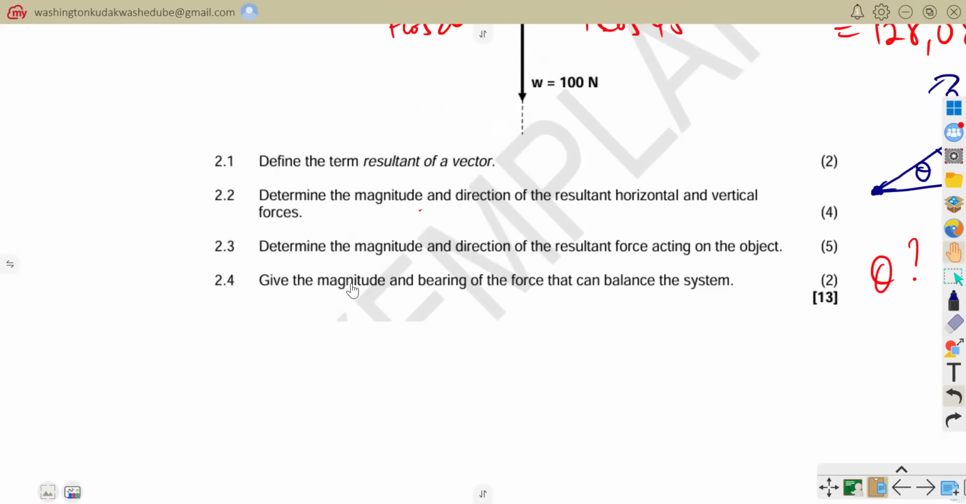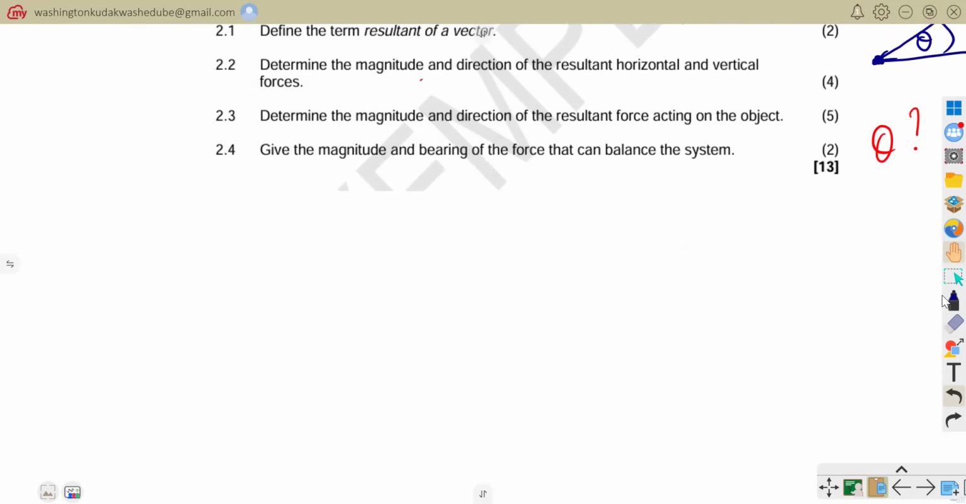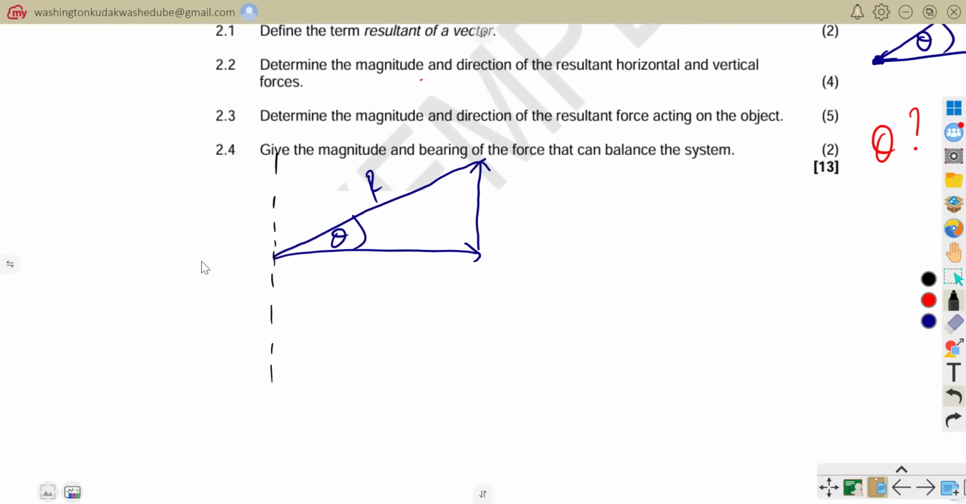Now they're saying give the magnitude and bearing of the force that can balance the system. Since we have said that the resultant is in this format, we have got a force in that direction and a force in that direction, and our resultant would be in this direction, which is theta there. If we are to draw a bearing, like we have said, if we are to draw just our compass there, so that we can use the bearing to find the balancing force.